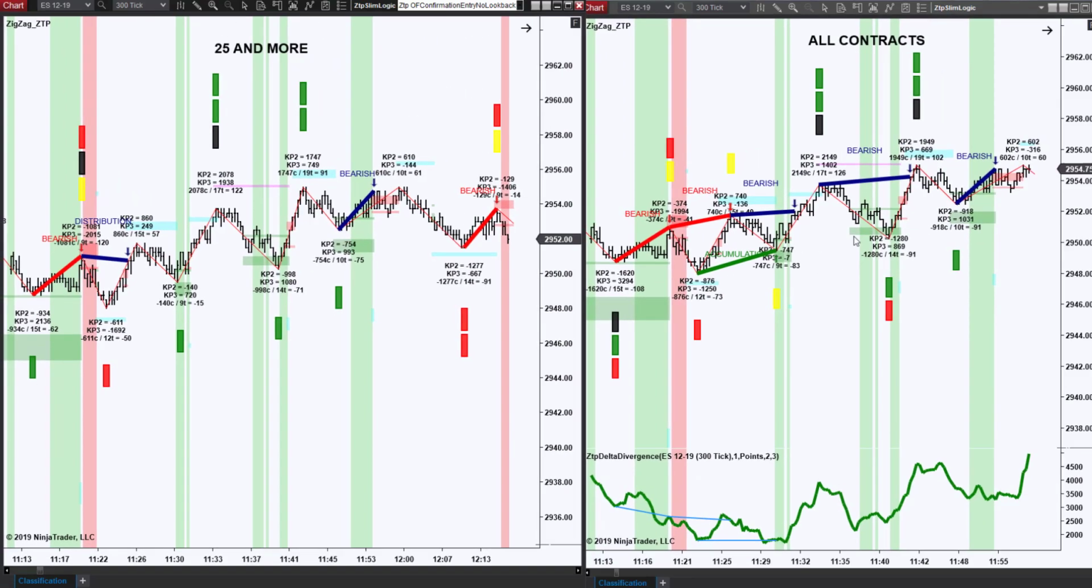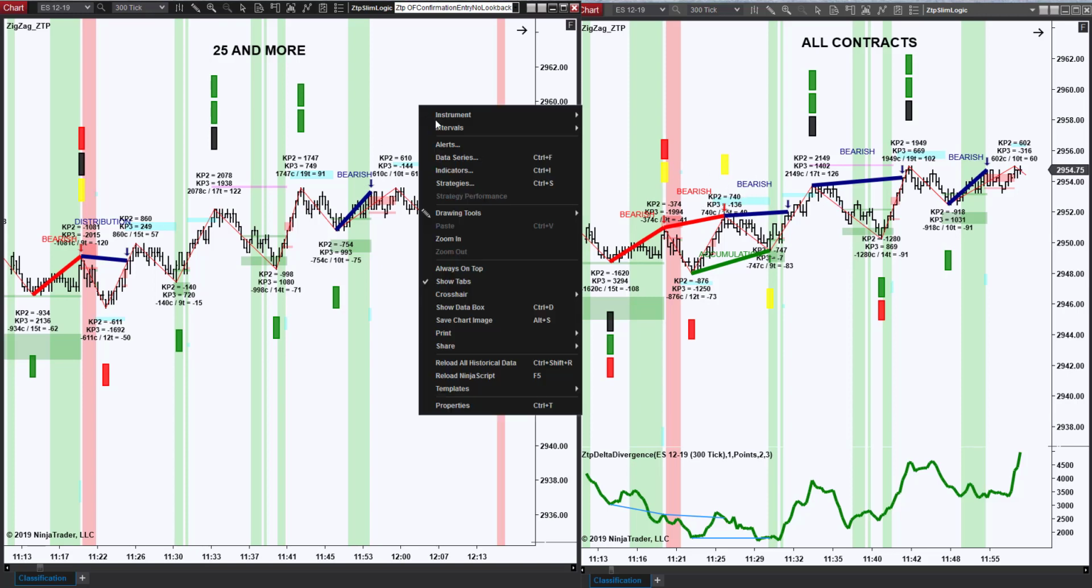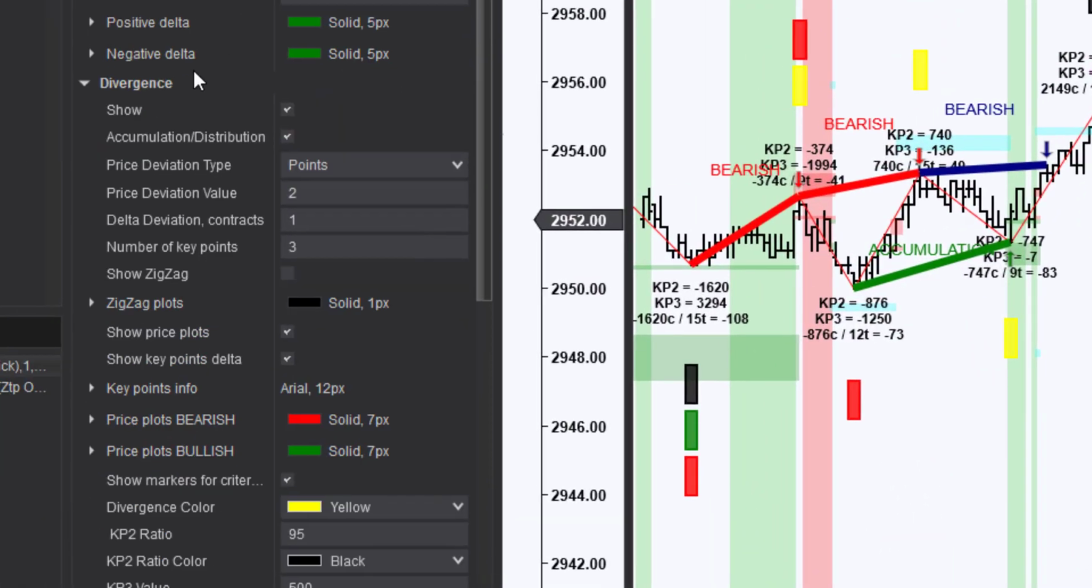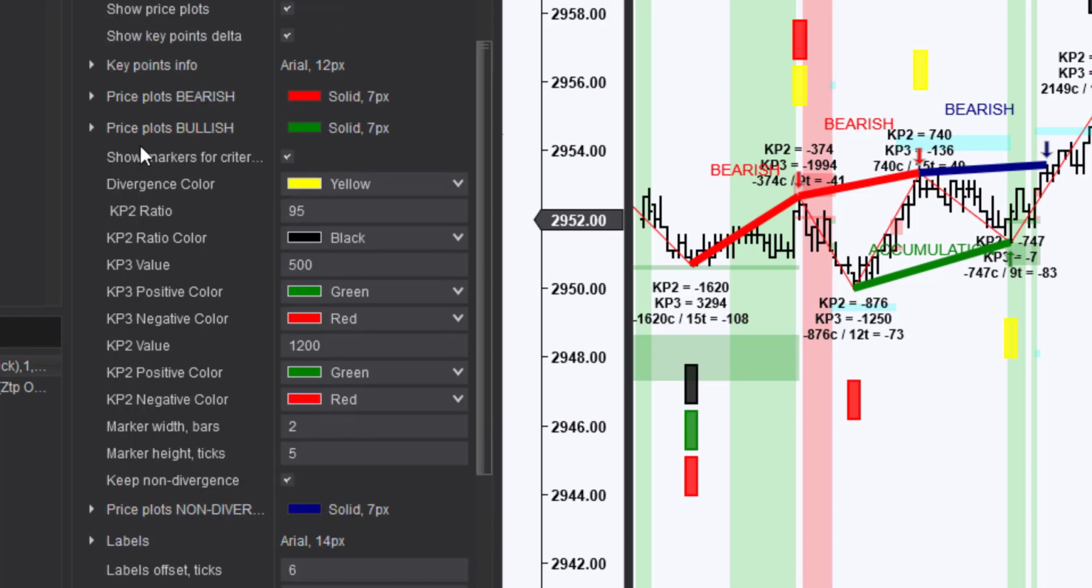If you wanted to see divergences based on all contracts, what you would basically be doing is putting another instance of the indicator on the chart, and you would just not be checking the appropriate boxes for the key point data. So if we wanted to put another instance on the chart and only display one of the key points data, we would uncheck this box here and uncheck this bar for the criteria. Then we could have two instances showing all divergences based on both 25 lots or more and all contracts. That's basically how you would go about putting two instances of the same indicator on the chart.